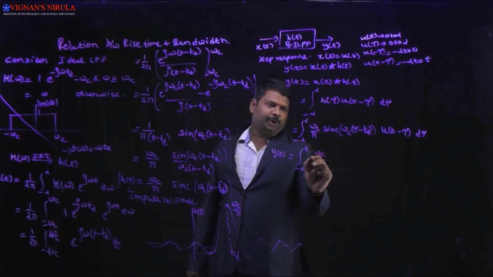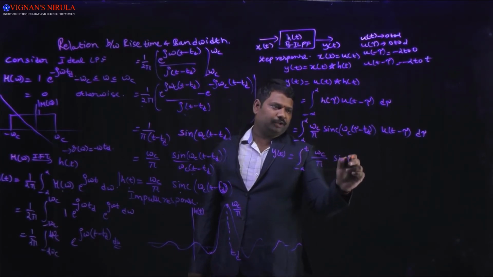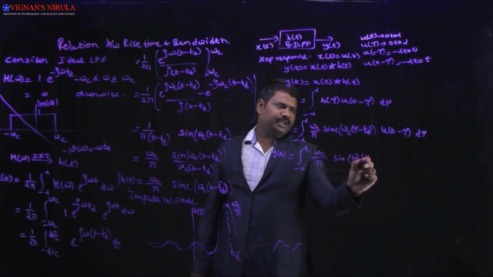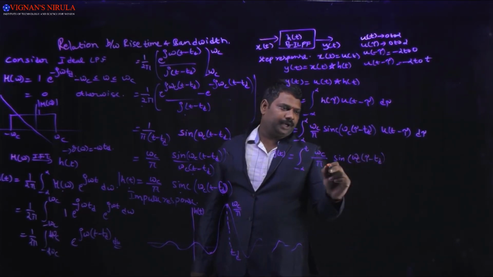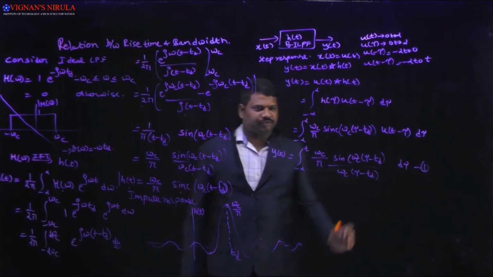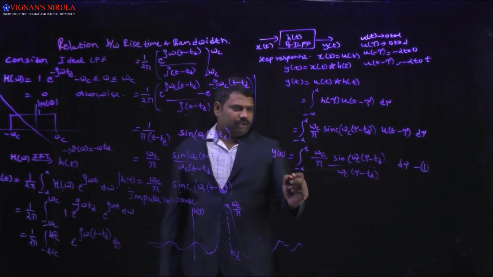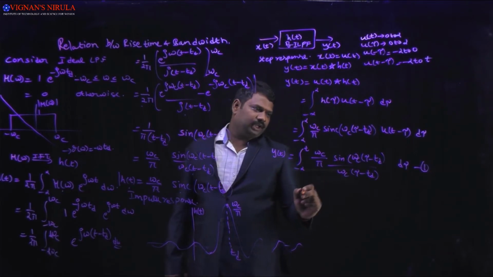Then omega c by pi, the sinc function, will be written in sine form: sine of omega c of tau minus td by omega c of tau minus td, d tau. Keep this as our first equation. Later on we will use that particular equation. Then we simplify this entire thing.